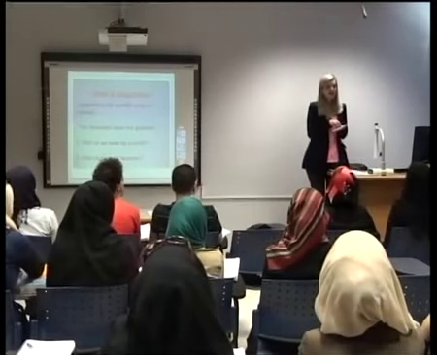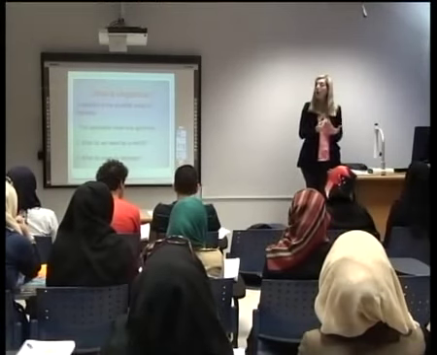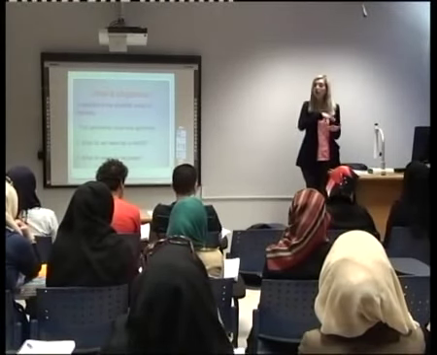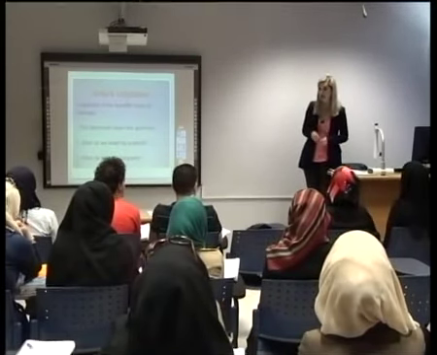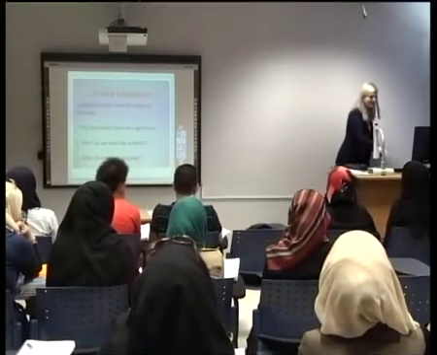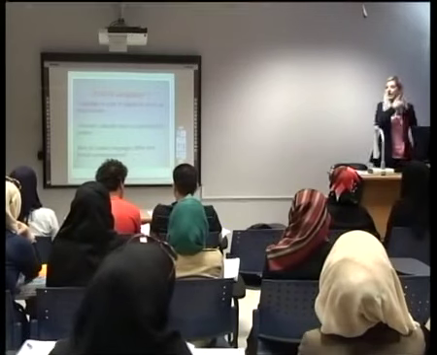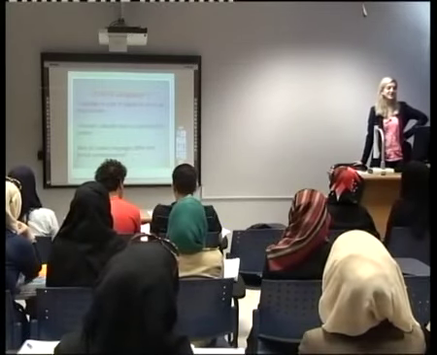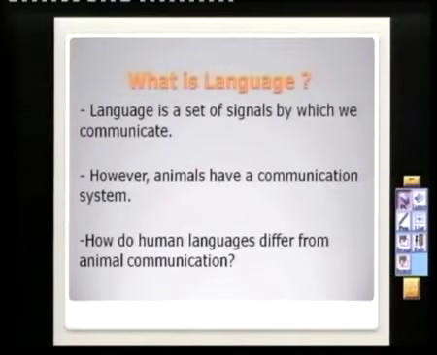The question is, animals have their own ways of communication. Us as human beings have our own way of communication. How does animal communication differ from our own communication? Our own communication is complex. Actually, you have it here. Look at this. What is language? Notice what I said. Language is a set of signals by which we communicate. And I said this is not accurate. Why? Because animals also communicate. There must be a difference between language and animals' communication.